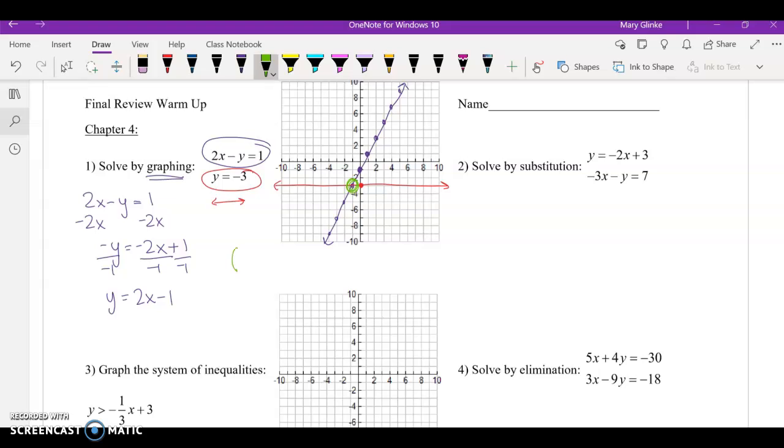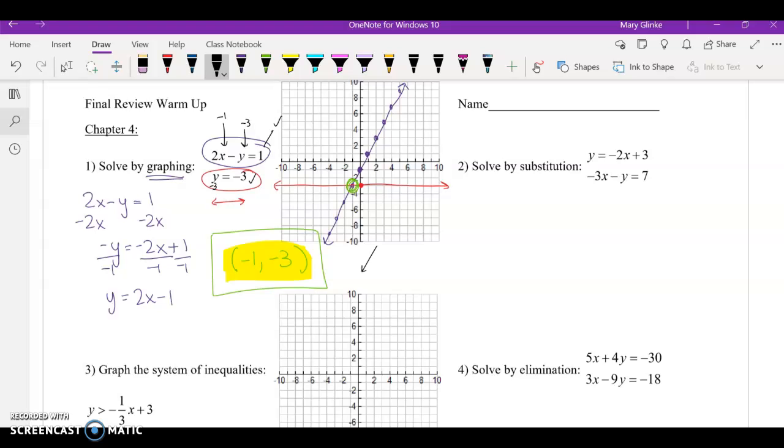These graphs intersect at the point -1, -3. This is our solution to the system of equations. You can always check your solution by plugging in -1 for x and -3 for y and seeing if you get 1 back out. So -2 plus 3 is 1, so it works in the top equation. And for the bottom equation, if y is -3, then you get a true statement.